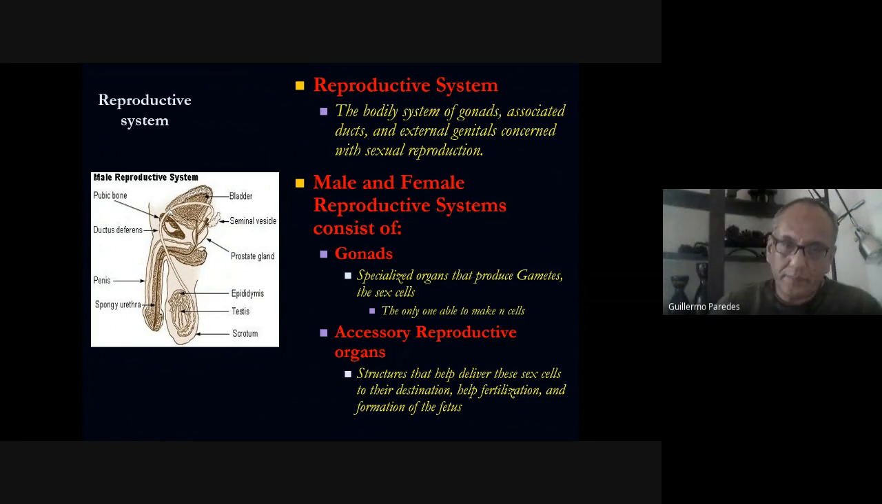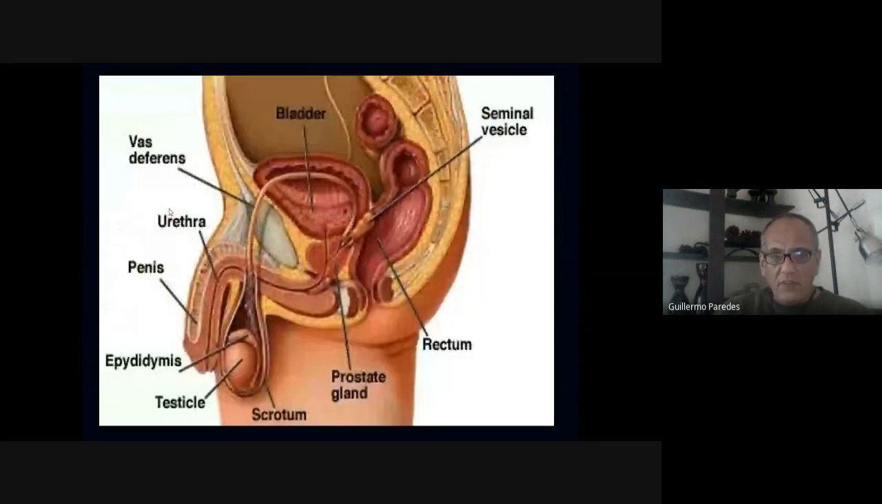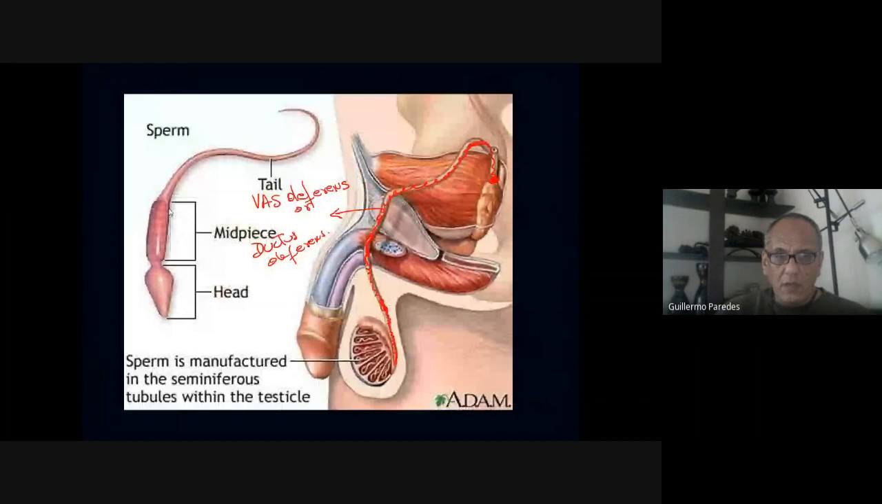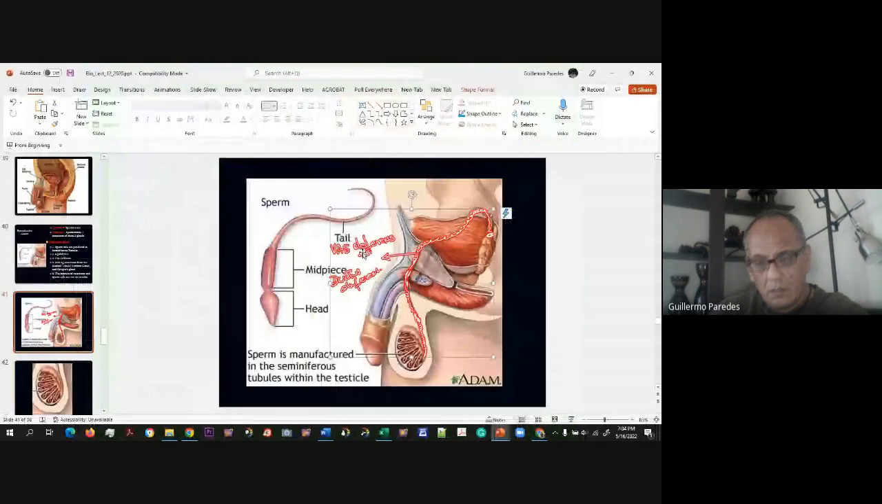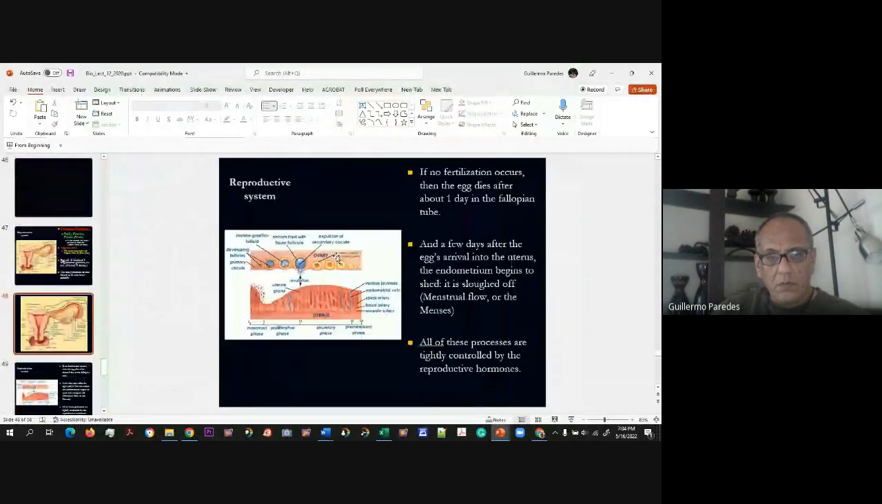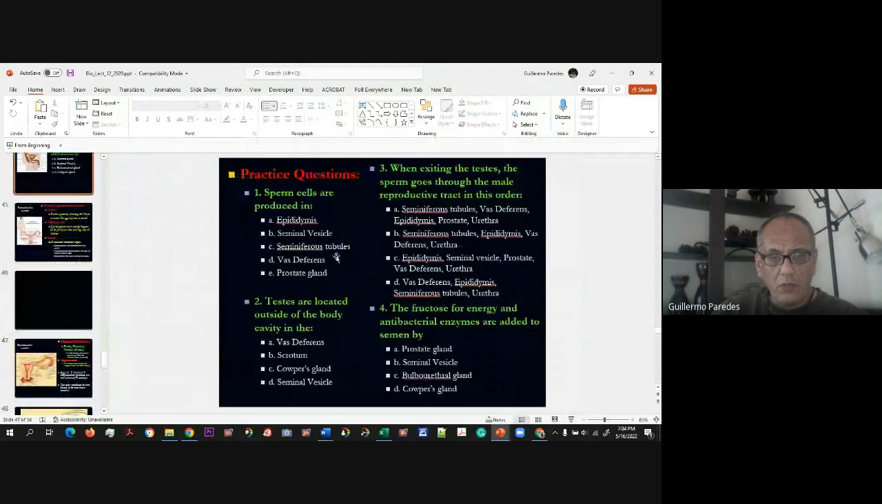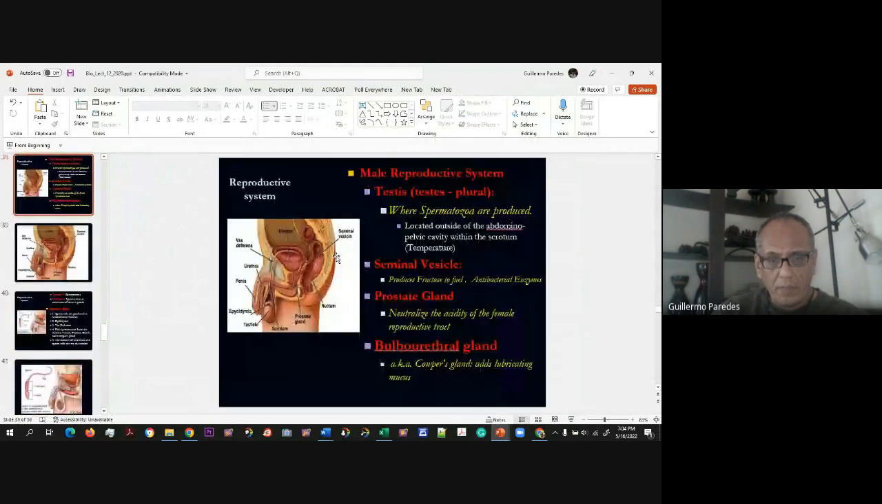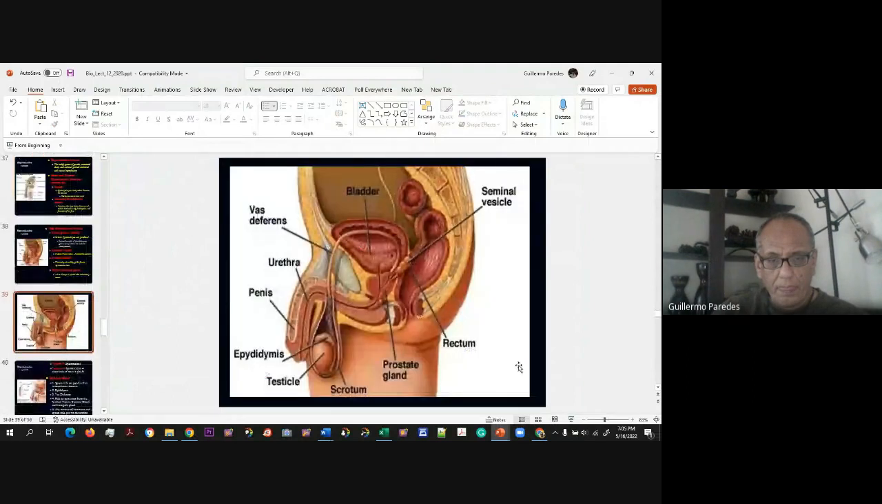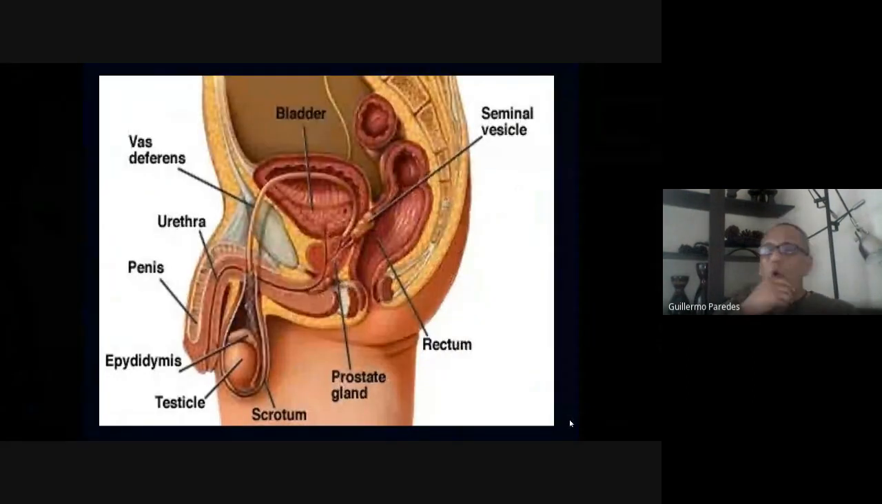Okay. Talking about the male reproductive system, let's start with this graphic. We are going to do anatomy today. Okay, so the male reproductive organs. Let's start talking about the scrotum. Tell me one thing: is the scrotum the same as the testicles? Yes or no?